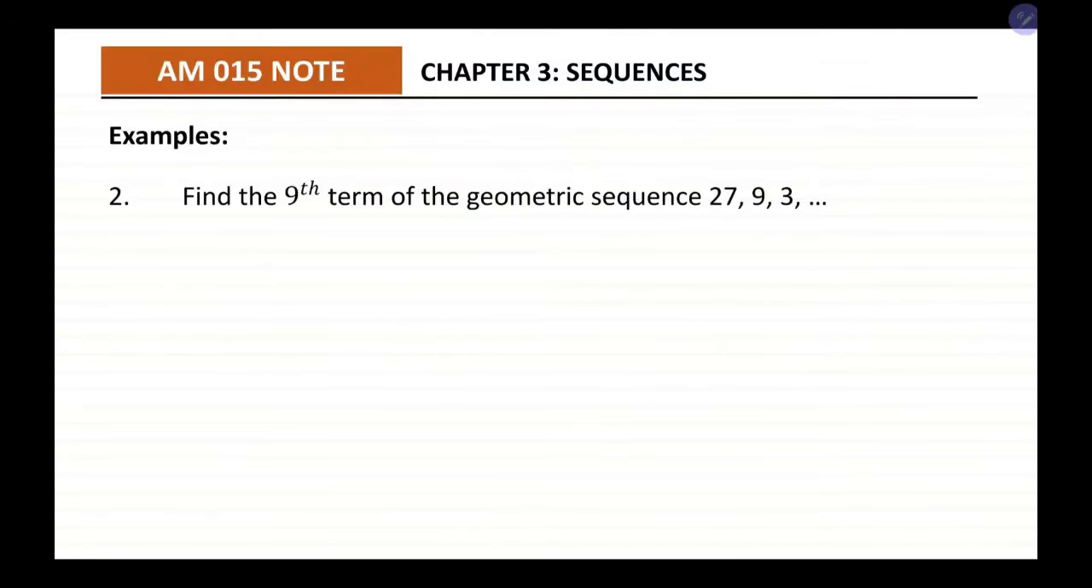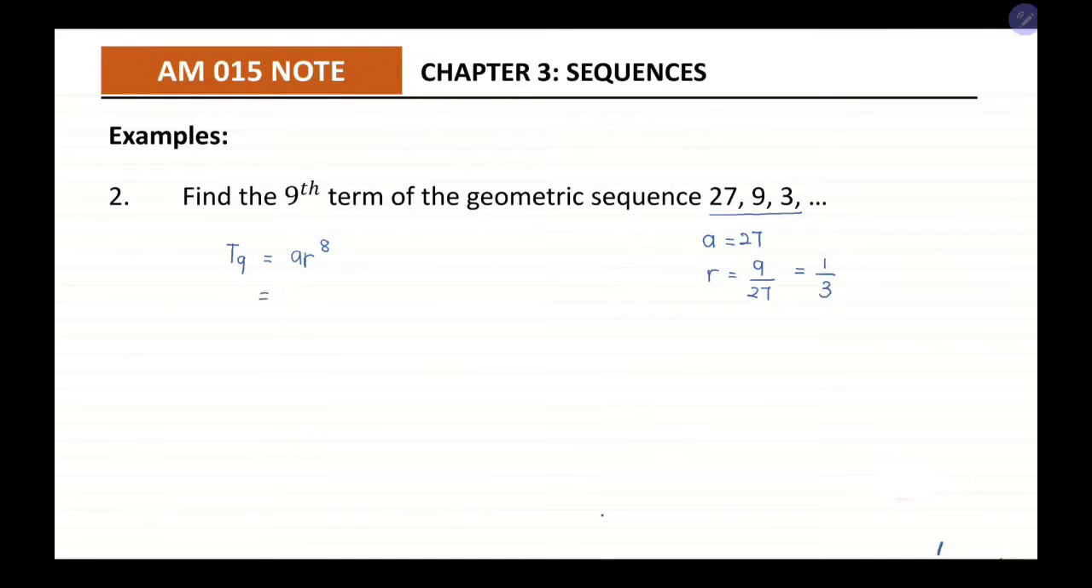We go to question number 2. Find the ninth term of the geometric sequence 27, 9, 3 and so on. We want to find the ninth term, which means we want to find T9. T9 for a geometric sequence is ar to the power of 8. The 8 comes from n minus 1; n is 9, so 9 minus 1 we get 8. From this sequence, we know that our a equals 27 and r is 9 divided by 27, so we get 1 over 3.